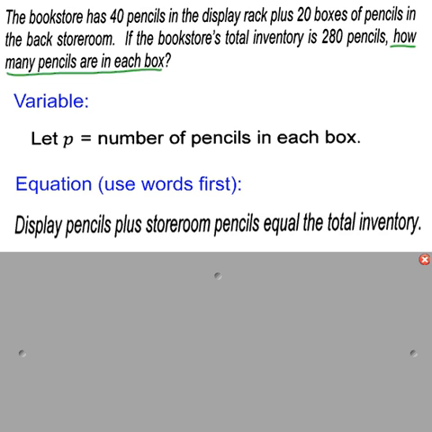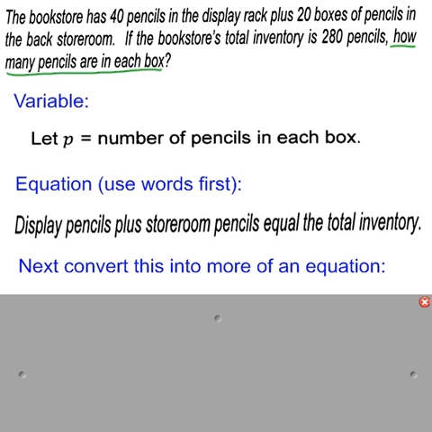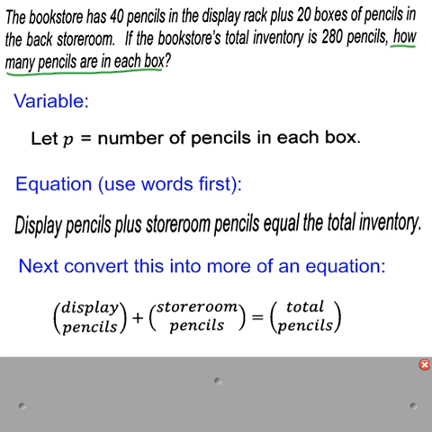So the way I do these is I'm literally visualizing a bookstore, 40 pencils in the display rack. I'm visualizing the back room having a bunch of boxes. And then we're talking about the total inventory, and so I know I'm thinking of the 40 pencils out front plus the 20 boxes in the back, and they'll give me the total inventory. And so that's where we get this word equation here. Then we're going to convert that into a little bit more of an equation. We're still going to use words, but make it a little more of a mathematical equation.